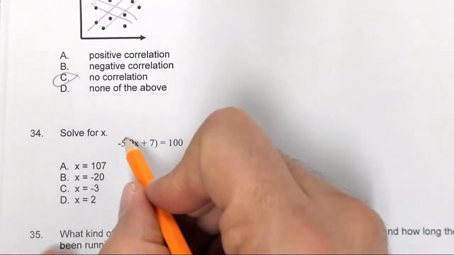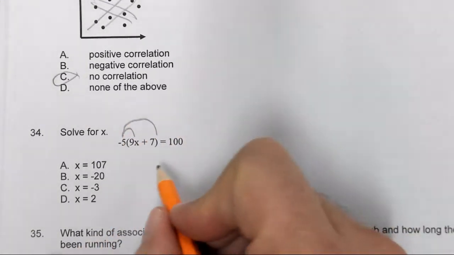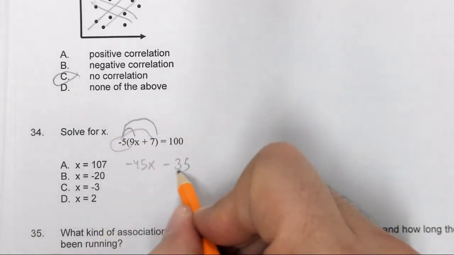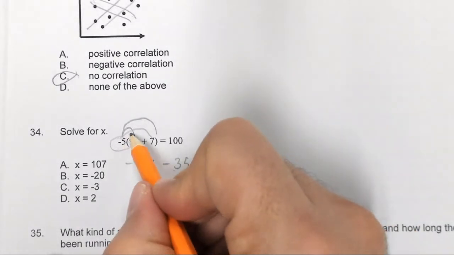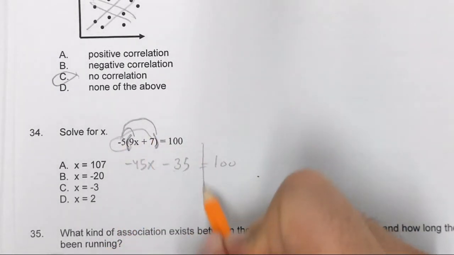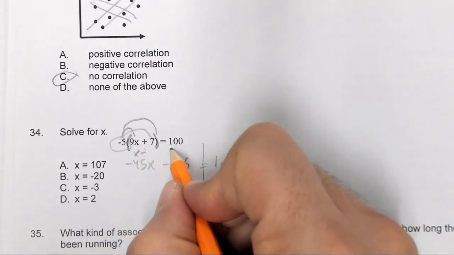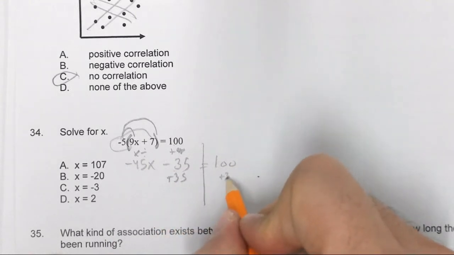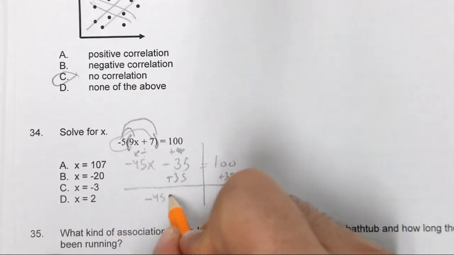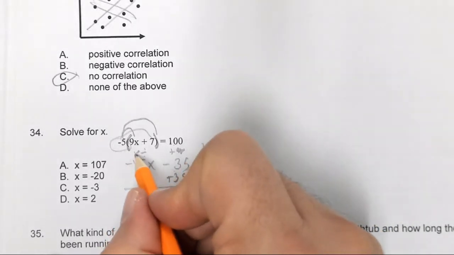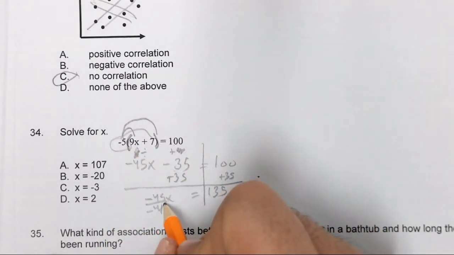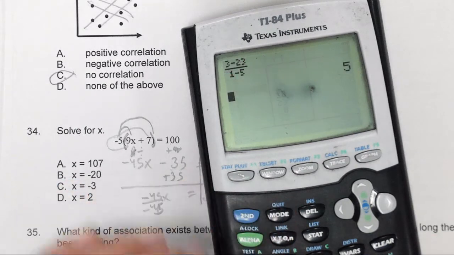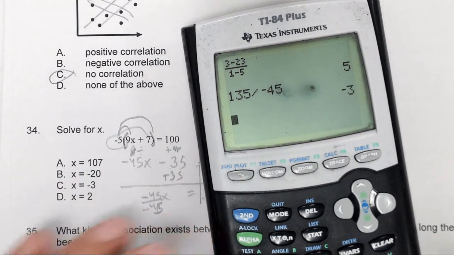When you solve, you always do parentheses first. Parentheses means multiplication. We're going to multiply these out. That gives me negative 45x minus 35, because negative 5 times 7 is negative 35, equals 100. You start multiplying here, you end right there. Once you get to this point, you have multiply, divide on top of the letter, and add and subtract on top of the number. This is a minus 35, so I'm going to add 35. That's the opposite of minus. I end up with negative 45x equals 135. And now this is multiplying, so I'm going to divide. 135 divided by negative 45 is negative 3.